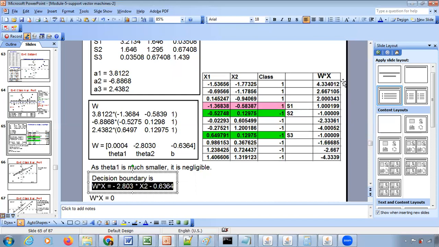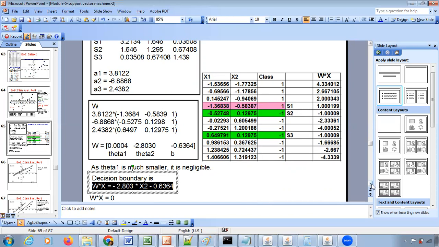And if you use that wx and find the wx value for all the data points here, we see the red ones, the class ones, we get much greater than 1 for the other data points. And for S1 that we use as the support vector, we get almost 1. And then for S2 and S3, we get negative 1. And for the other data points, we get less than negative 1. So these are all as expected.